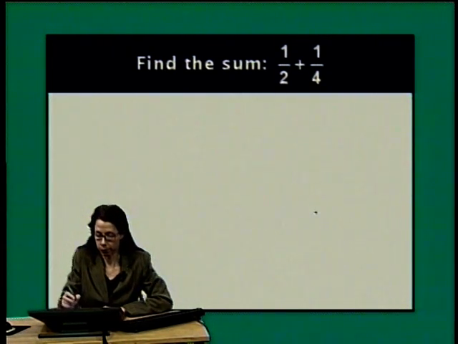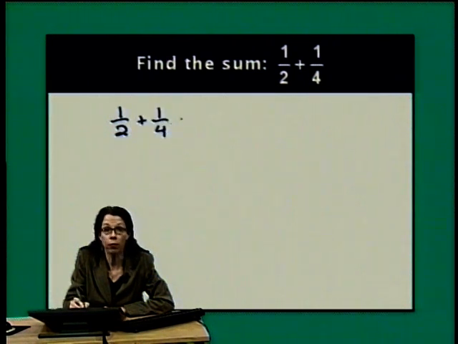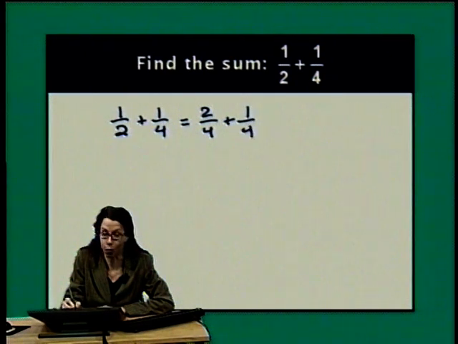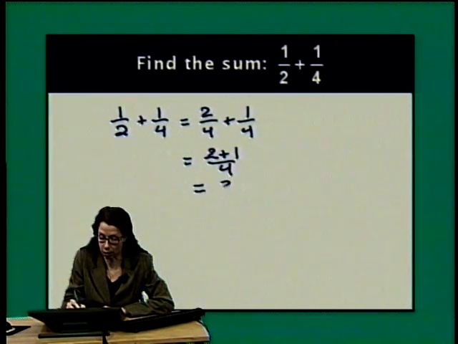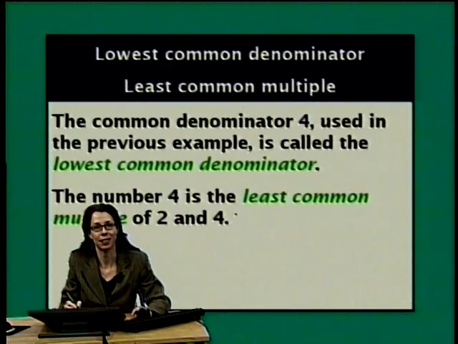So we can write 1/2 plus 1/4 is the same as 2/4 plus 1/4. Now we have the common denominators. We add the numerators and write the result over the common denominator. Let's look at another example.